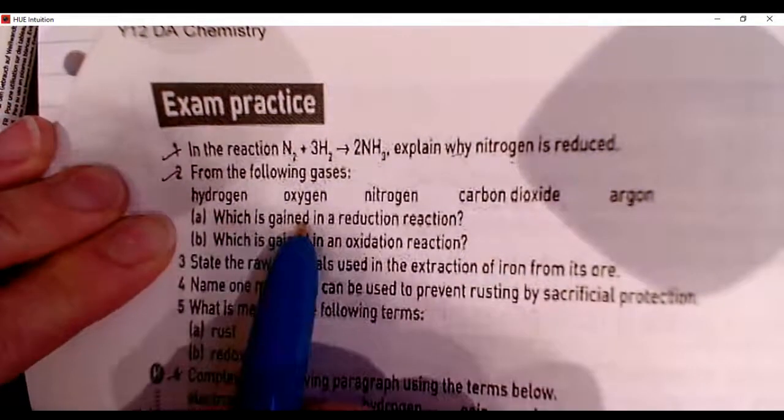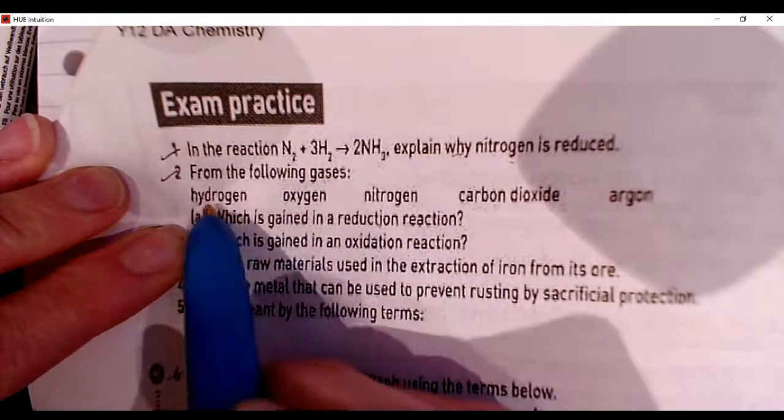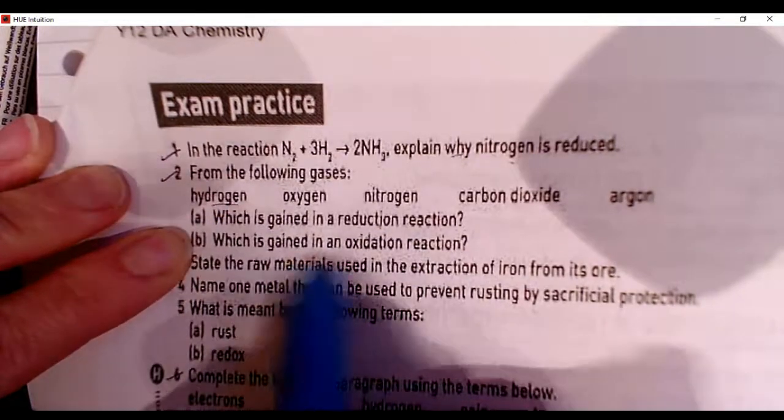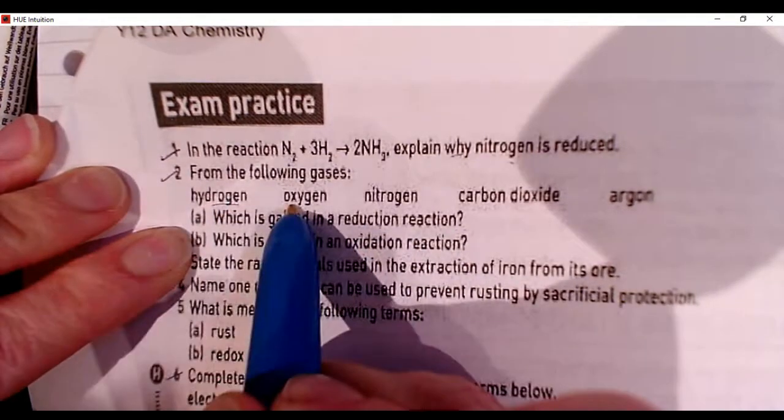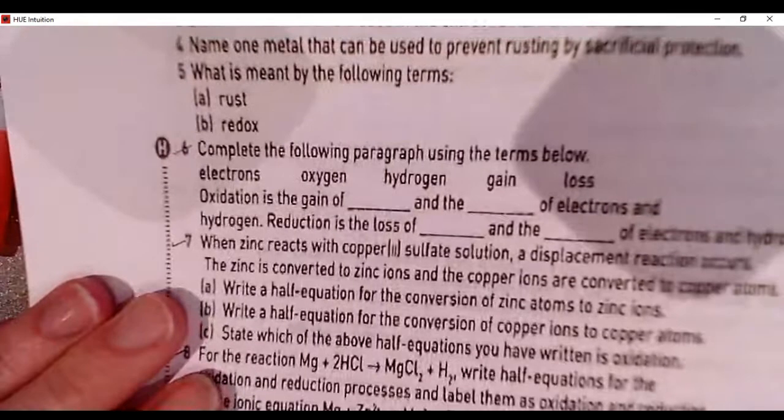The following gases, which is gained in a reduction reaction. So hydrogen is gained in a reduction reaction, and which is gained in an oxidation reaction, it's oxygen. Okay, as I say, we haven't done 3 and 4 yet. Actually, we could have done that one.